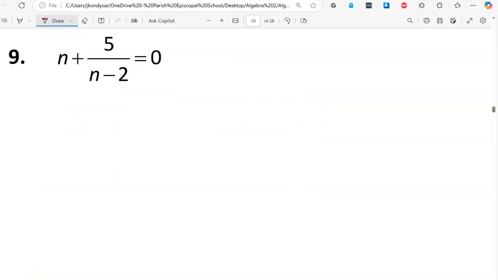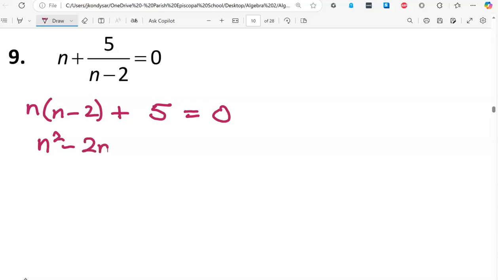In 9, our equation is not quite in quadratic form, so we're going to multiply both sides by n minus 2. So let's multiply each term by n minus 2. When we multiply the fraction times n minus 2, the n minus 2's cancel or divide out, and 0 times n minus 2 is 0. Now we have n squared minus 2n plus 5 is equal to 0.